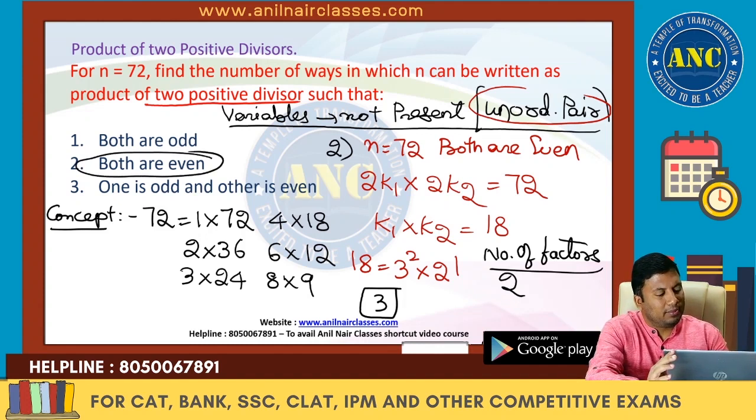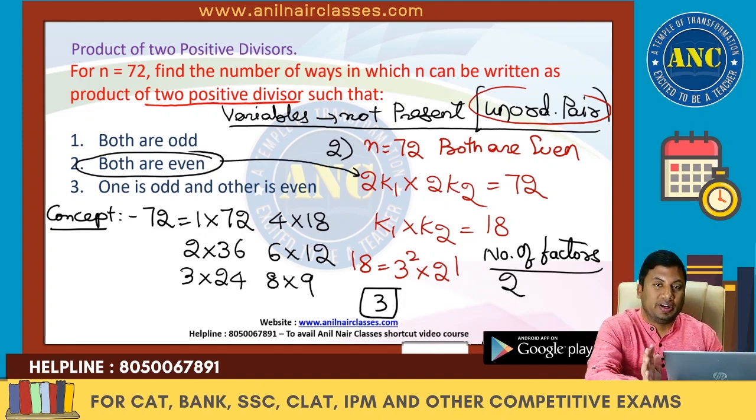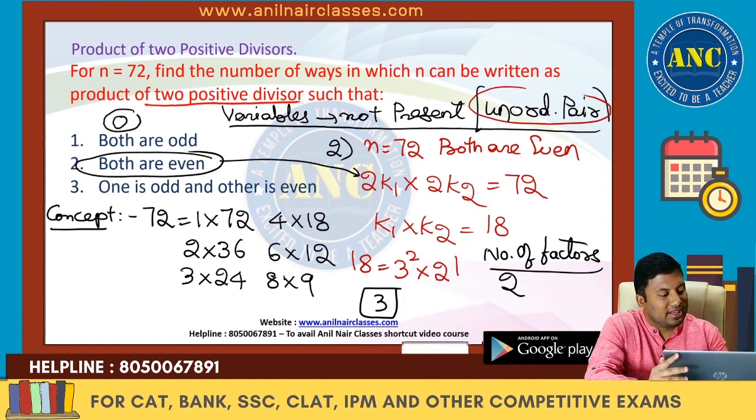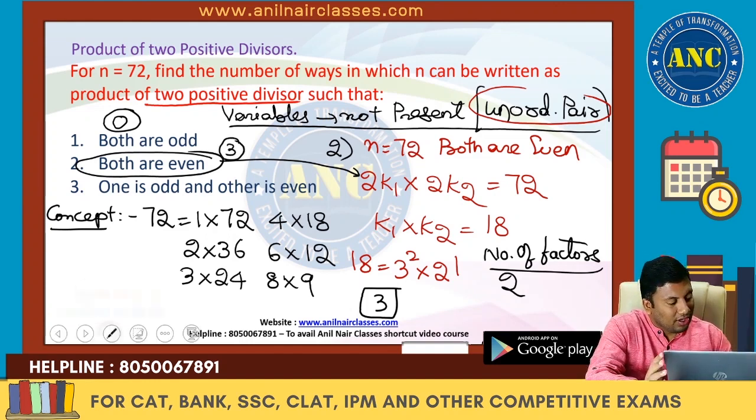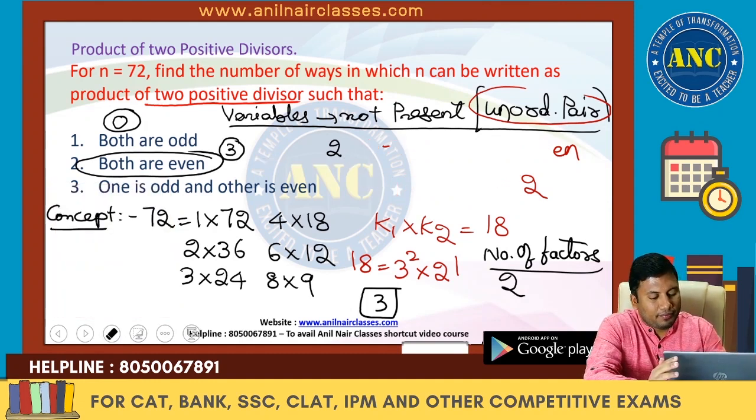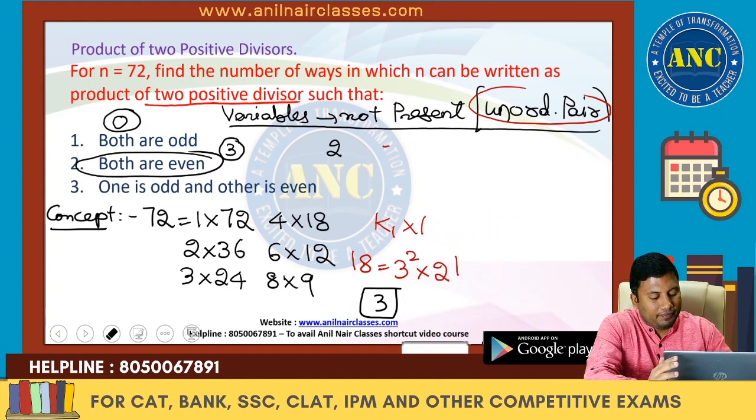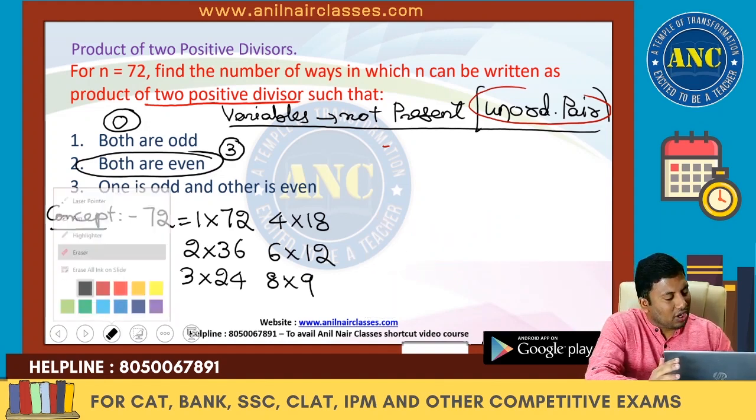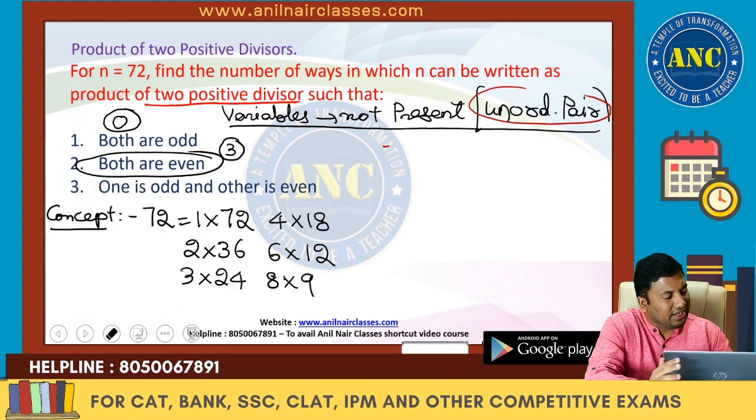Both are even numbers means one even number is 2k1, another even number is 2k2. The first one answer is 0, the second one answer is 3. I hope the idea is clear. Third one. Got the idea, right? These are all conceptual. This is a topic where you require a teacher's intervention.